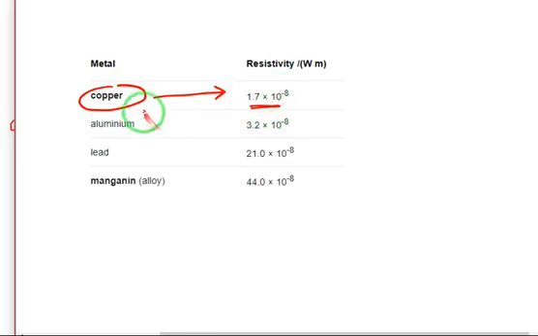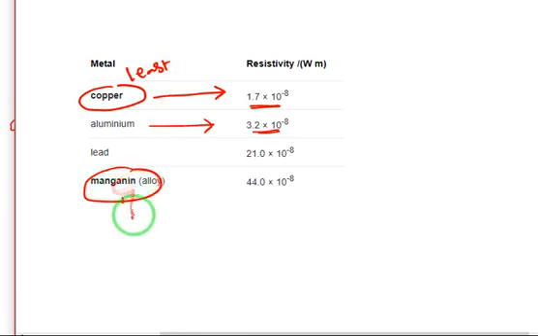Aluminum is also a conductor with low resistivity, 3.2 into 10 power minus 8. Later, lead is 21 into 10 power minus 8. Manganese is the highest resistivity. This is the least resistivity, this one is the highest. Very important: copper is the least resistivity material, manganese is the highest resistivity material.